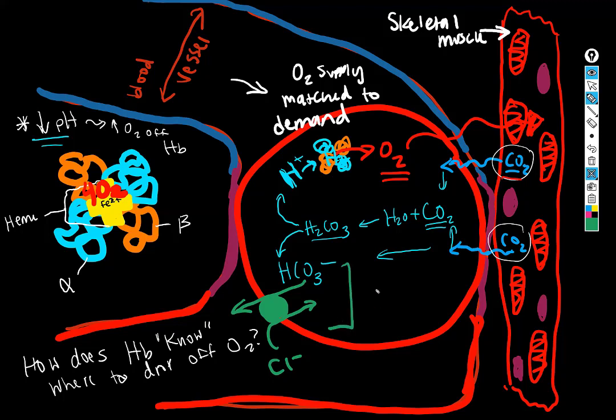So this process here is called the Chloride Shift. And it's also named after the guy who discovered it, whose last name is Hamburger. So it's also called the Hamburger Shift, which is quite funny.